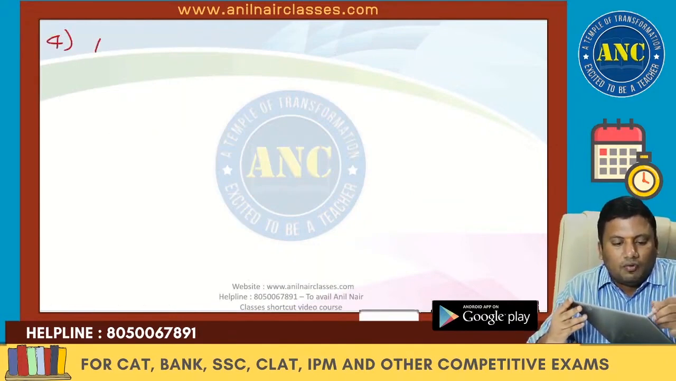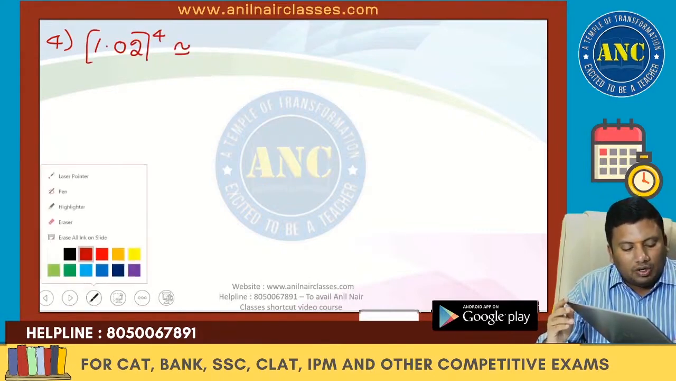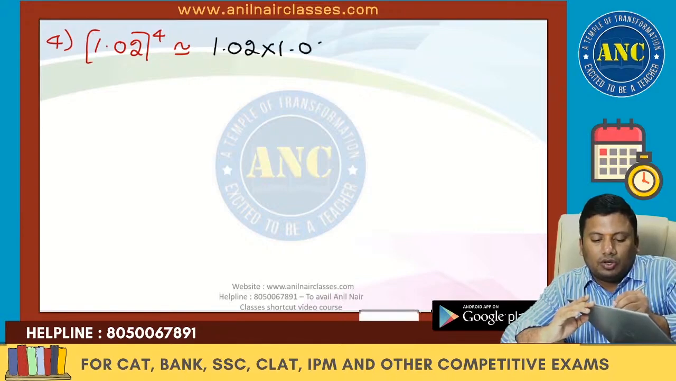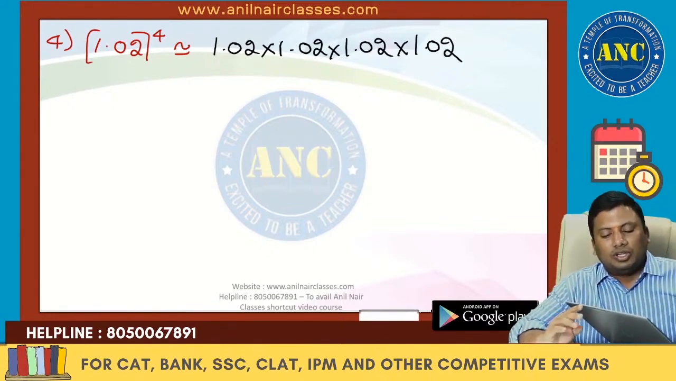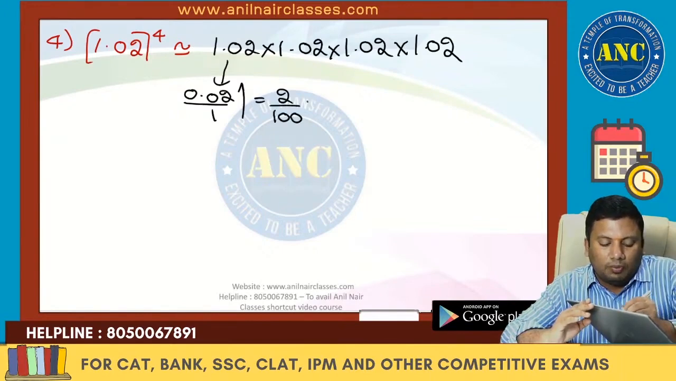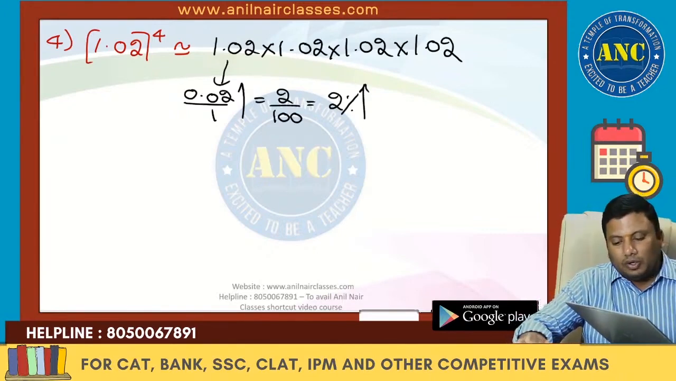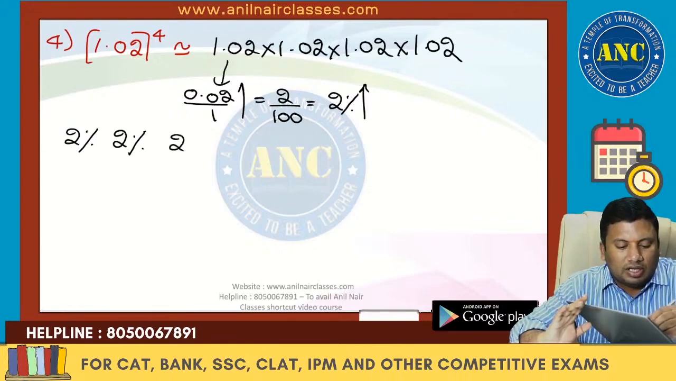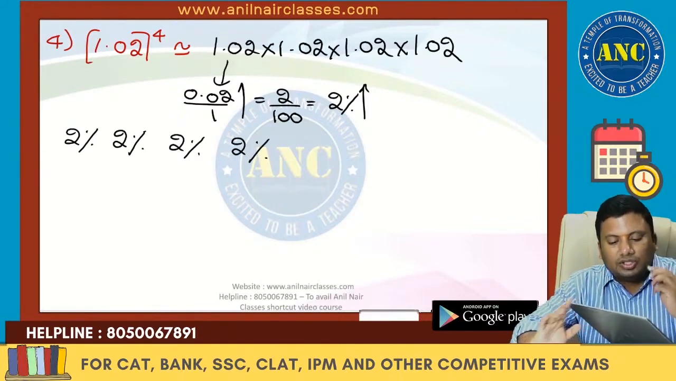Suppose fourth one: 1.02 power 4 approximately. This is nothing but 1.02 into 1.02 into 1.02 into 1.02. This is nothing but an increase of 0.02 on 1. 0.02 is nothing but 2 by 100. This is nothing but 2 percentage increase. 2 percentage, how many times is it? 2 percentage, 2 percentage, 2 percentage, 2 percentage.